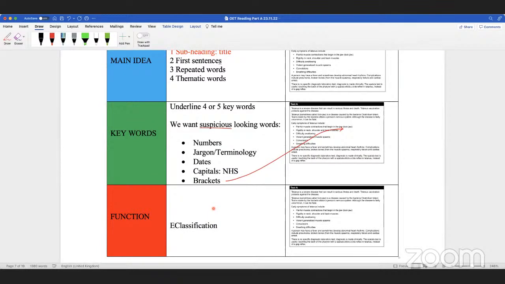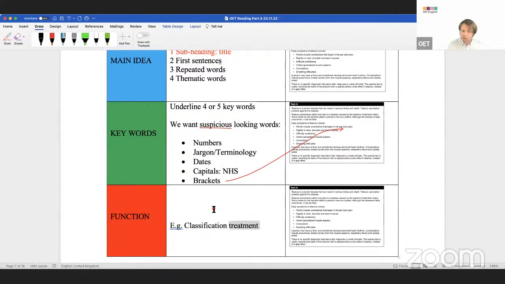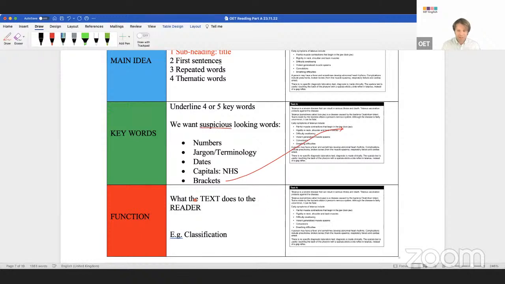It's like an action, about the theme, right? So you could have a classification of treatment. You can have a classification of diagnosis. You can have a classification of anything. Classification of Harry Potter, classification of football, classification of tea, right? It's not the topic. It's the function. It's what the reader does. So what the text does to the reader, okay?